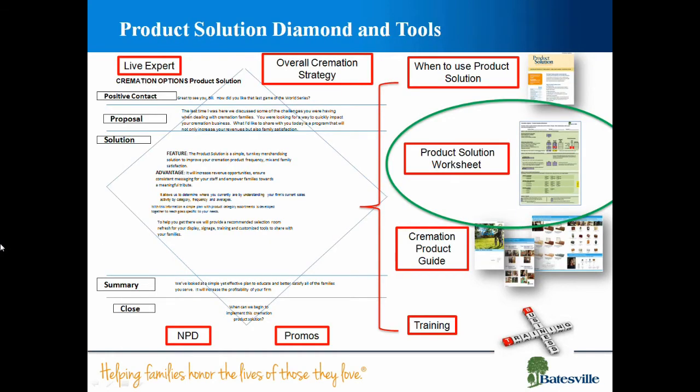In the diamond, the Product Solution Worksheet is the data gathering piece, part of the feature and advantage presented to the customer, and the first step of submission that would then generate the cremation product guide for the account.